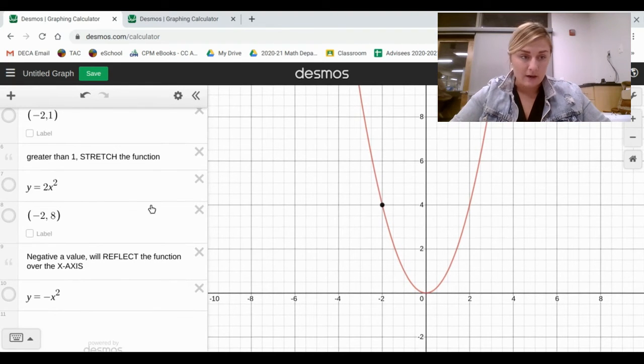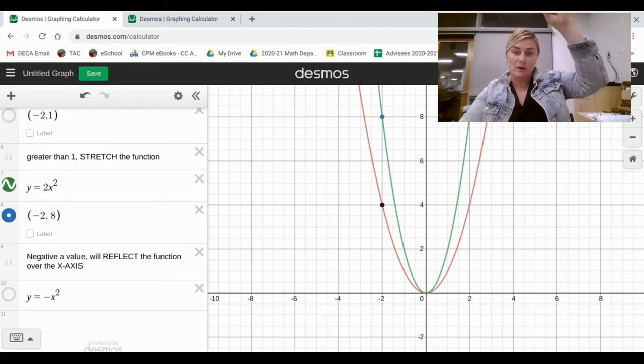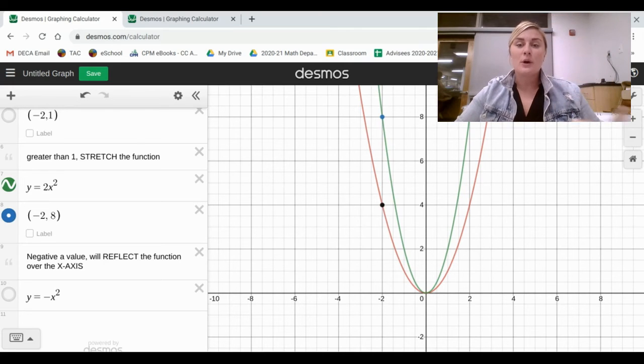So let's take a look here. I'm going to use a value of 2. So now my point here of -2, 4 has now stretched up to the point -2, 8. So again, if I'm thinking about the distance from the point to the x-axis, I have now stretched it so that the distance is much longer. And again, I think too, stretching, something's getting bigger. The distance is getting bigger. So if I multiply by a number bigger than 1, my graph should stretch and get bigger.